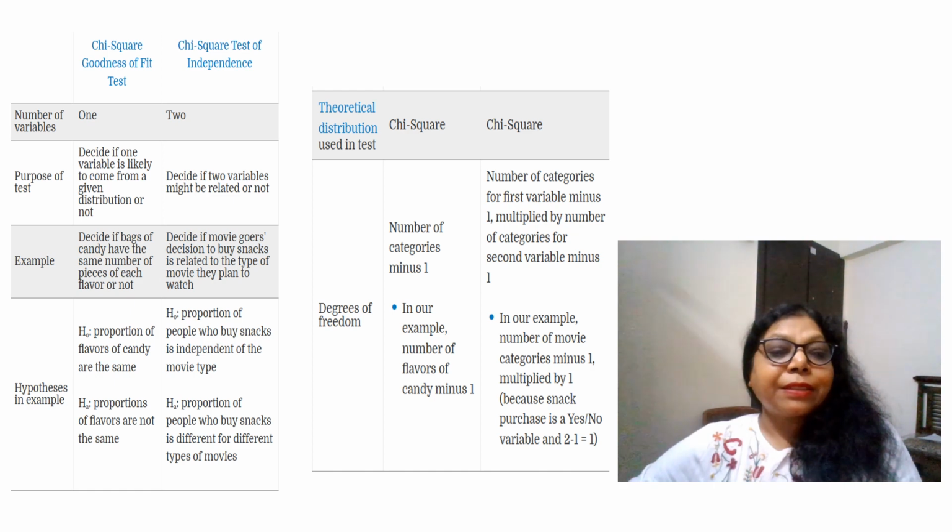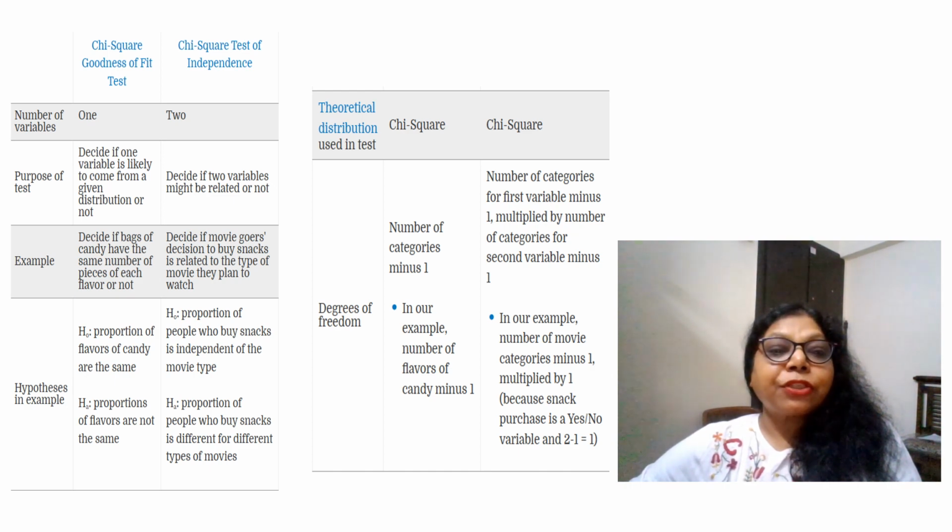Okay, so in both the cases, let's see the hypothesis. The null hypothesis for the goodness of fit example which we have taken can be that the proportion of flavors of candy are the same. So this is the null hypothesis. While the alternate hypothesis says that proportions of flavors are not the same.